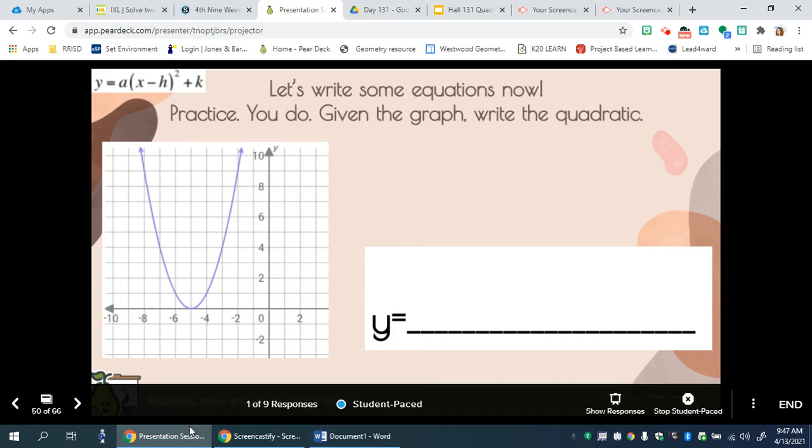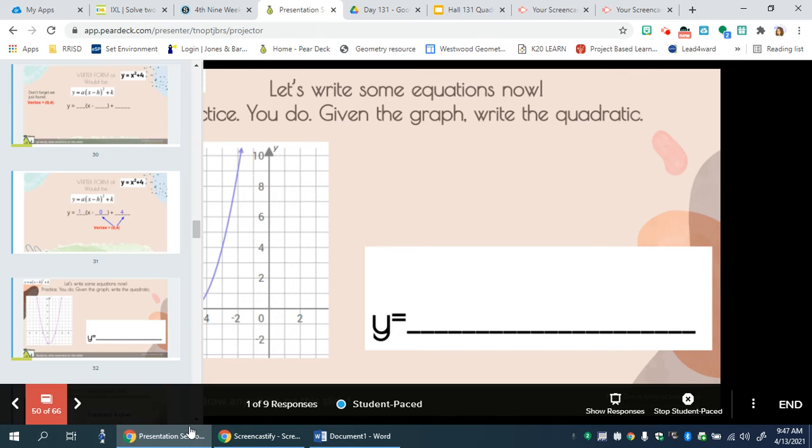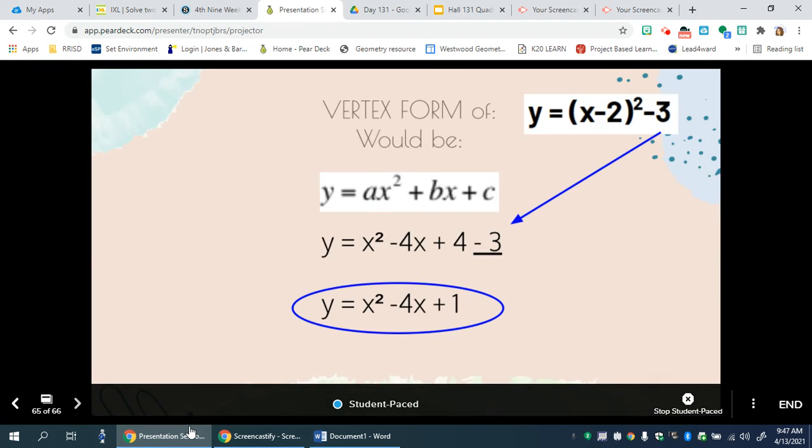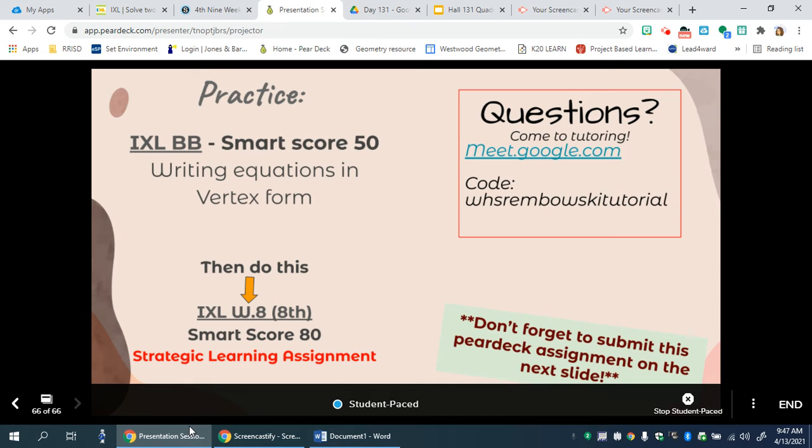Okay, so there are two more examples on your Pear Deck. Go ahead and try and complete those. To check your work, there are answers in the Pear Deck, obviously. And then at the very end, this is your homework.